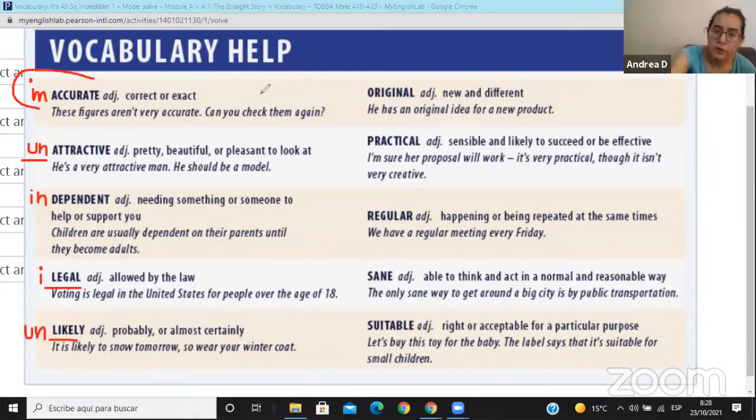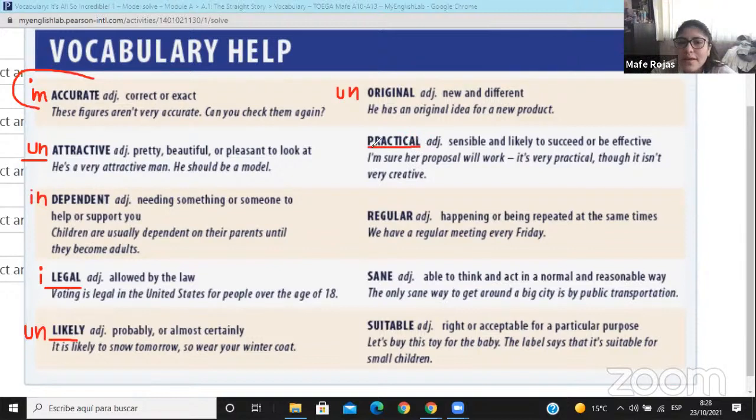Okay. Then we have original. You know what that means? I understand the meaning of it. So it's original, something different, something that's not a copy of something else. And the opposite will be unoriginal. So a copy, something common.